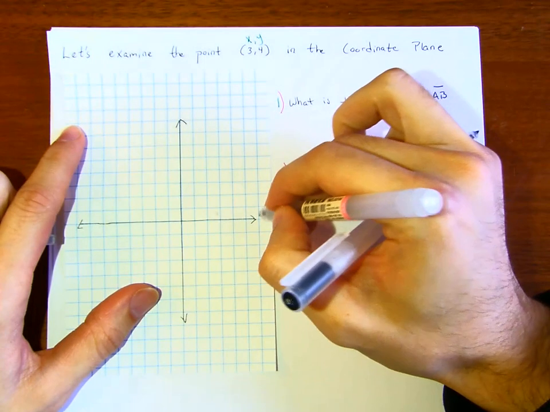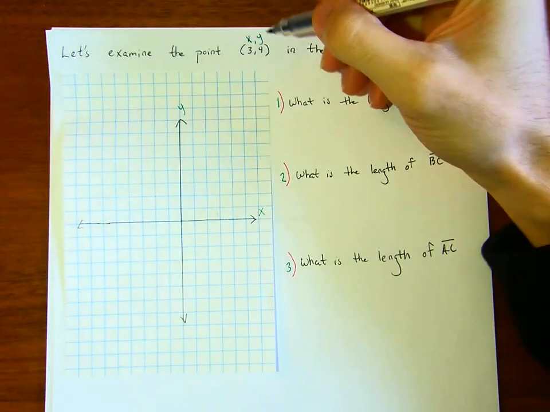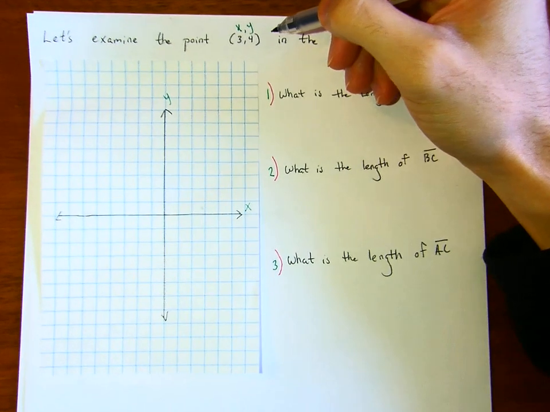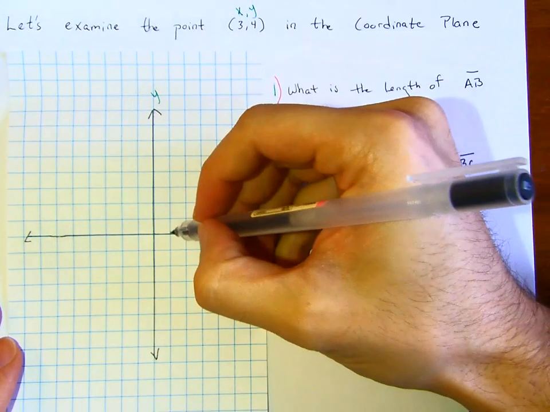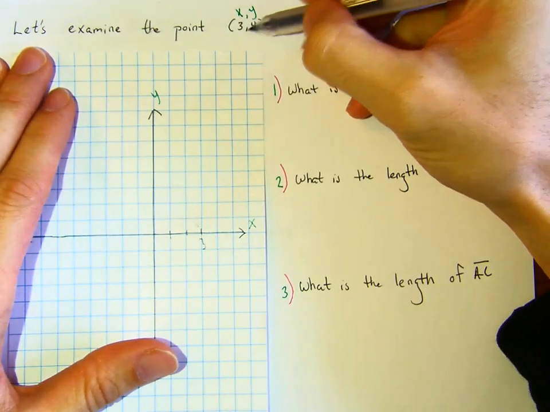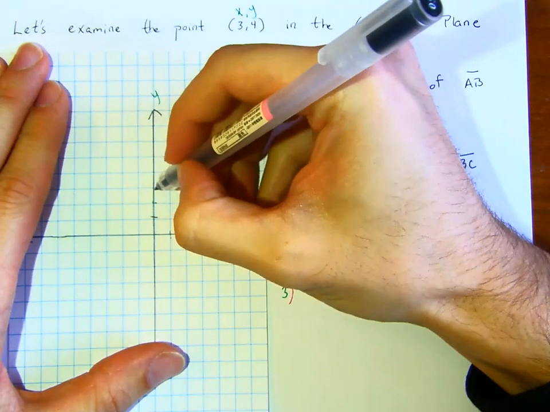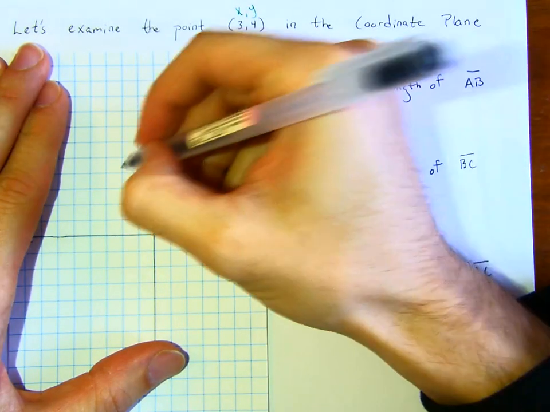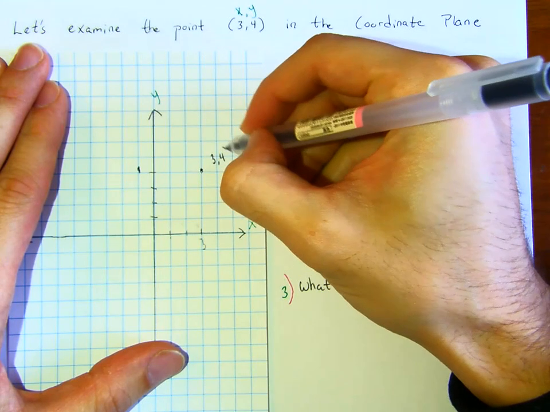So remember, this is our x-axis, this is our y-axis. So here we're going to go positive 3 first. So where is positive 3? It would be 1, 2, 3. Okay, so this is our x equals 3 here, and we have y equals 4. So we're just going to go up 4, 1, 2, 3, 4. And this is our point. This is the point (3, 4).